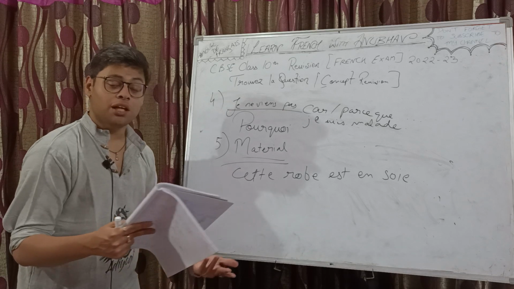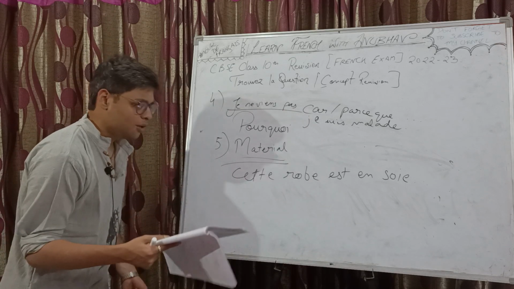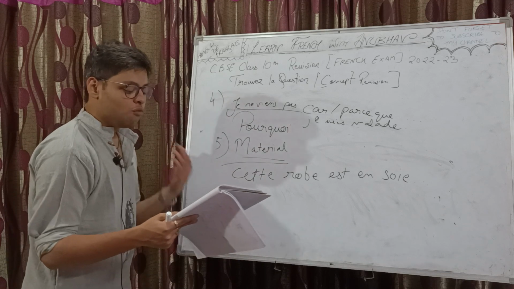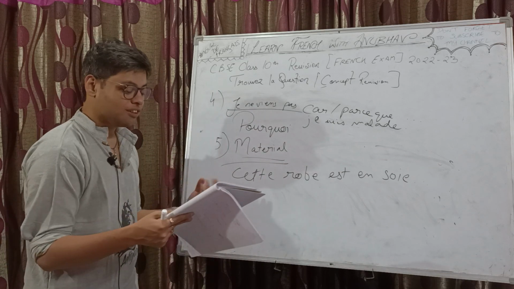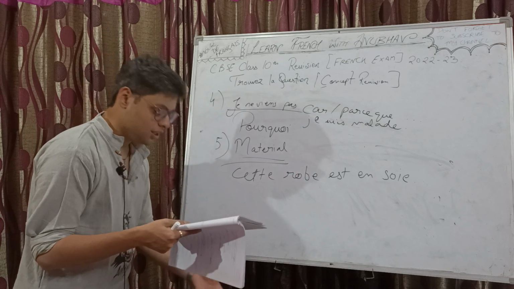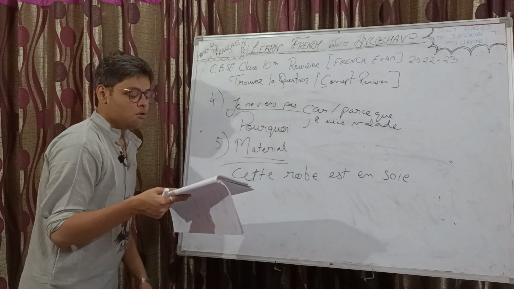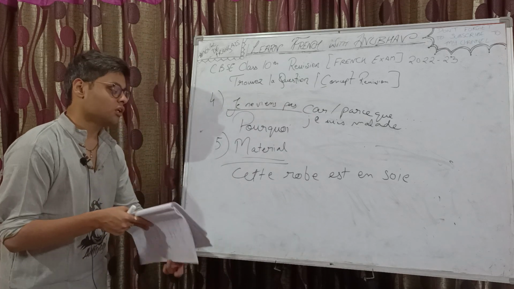Or cette table est en bois. This table is of wood. Then the question will be what? What is this made up of? Or what's the material of it? We won't say what's the material of it literally as such. Simply, what is it made up of? So, en quoi est dash.